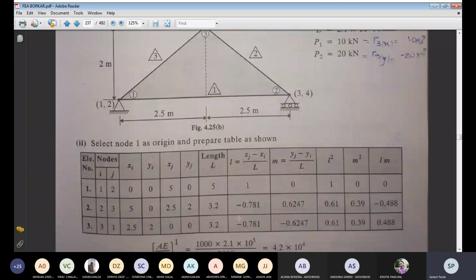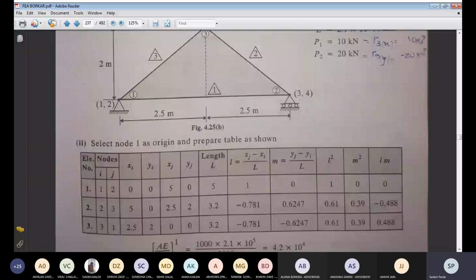When I'm multiplying L with M, I'm getting minus 0.488. Okay, so this is the second element we have calculated: L square, M square, and Lm. Now for the third node, my third node becomes the first element, and first node becomes the jth element over here.